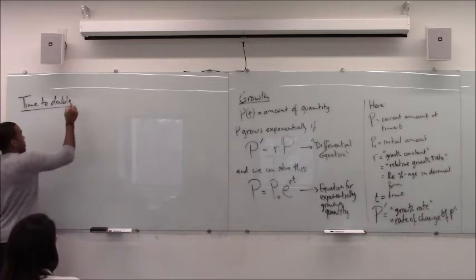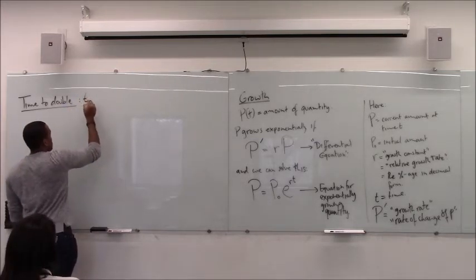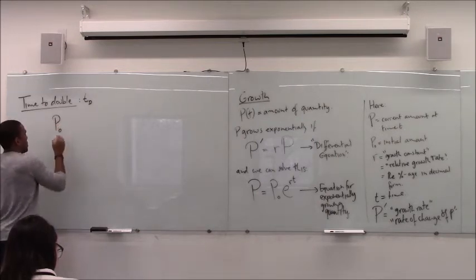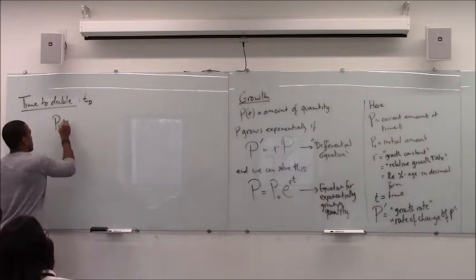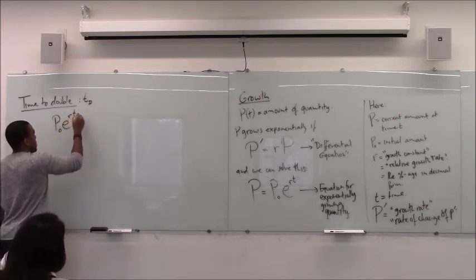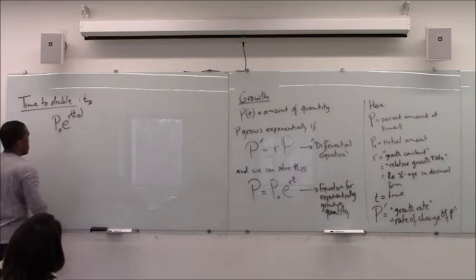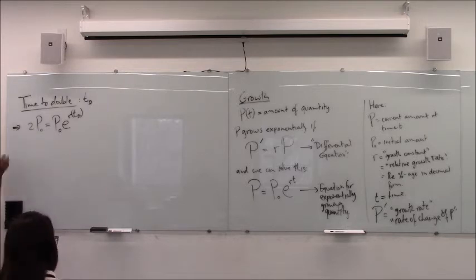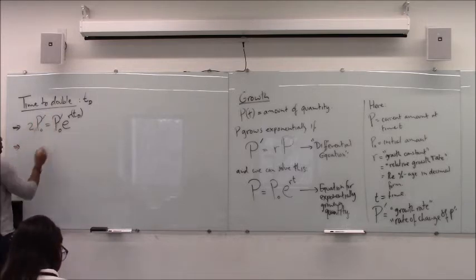So I'll be referring to this as t subscript d here. And what that means is I started out with P naught. This is e to the r t. And when my t hits this value, t d, the time to double, what's going to happen is I'm going to have double what I started with. So that's going to mean you can divide both sides by P naught.